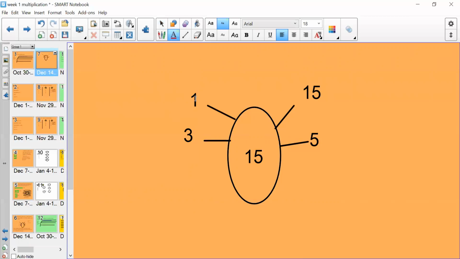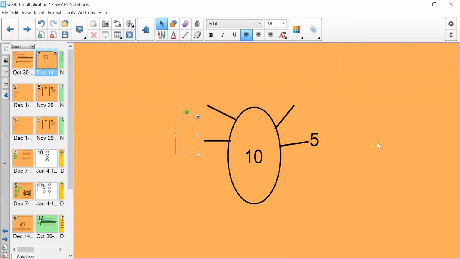Okay, why don't you have a go by yourselves now by trying to find all the factors of number 10. So in your books, you can draw an oval and I'll put the number 10 in the middle and have a go. You can pause the video and see if you can work out all the factors of 10.